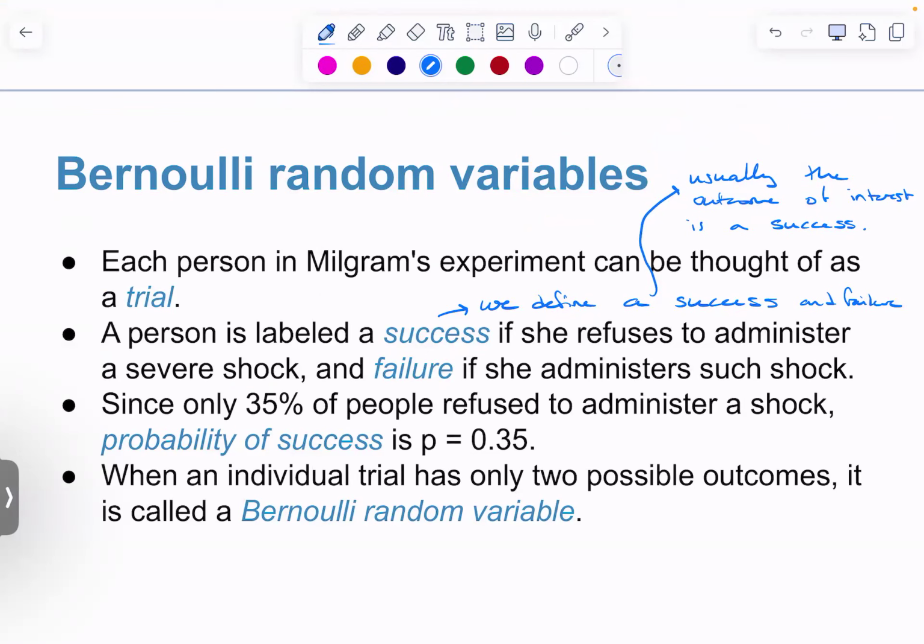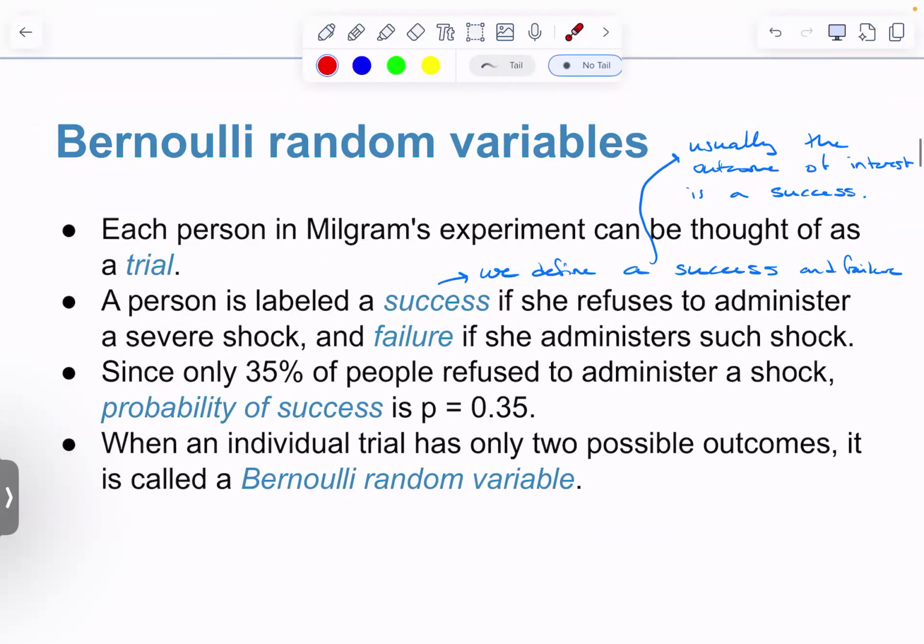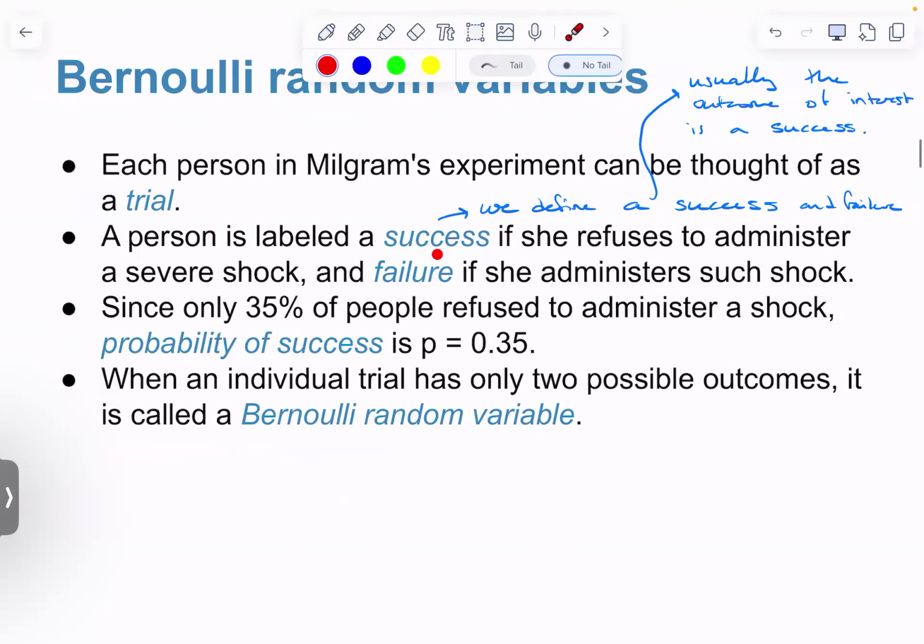Okay. And so I would have flipped these because I guess I'm morbid that way. But we're saying a success is if you didn't administer a shock, right? And so you're allowed to define a success and a failure however you want, right? But that'll determine the probability of success, right? The probability of a success, if a success is that she refuses, is 0.35, which we're going to denote by a lowercase p.